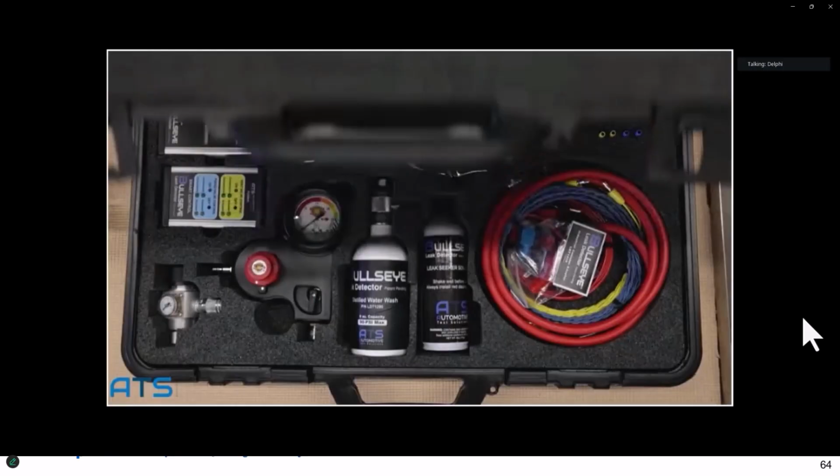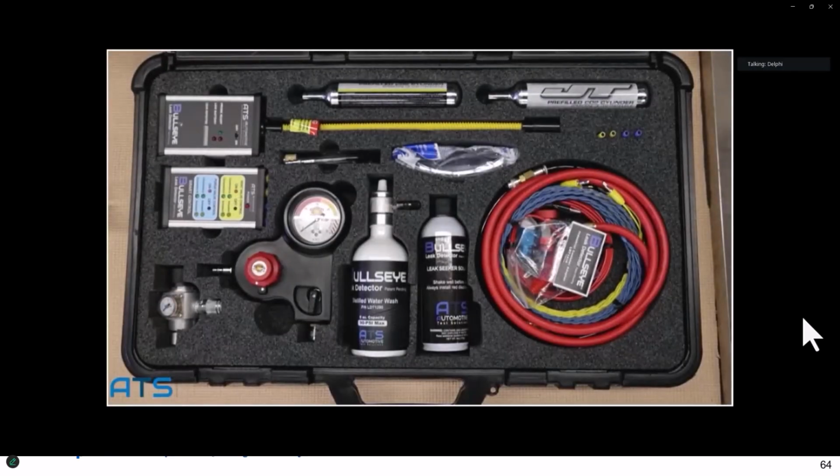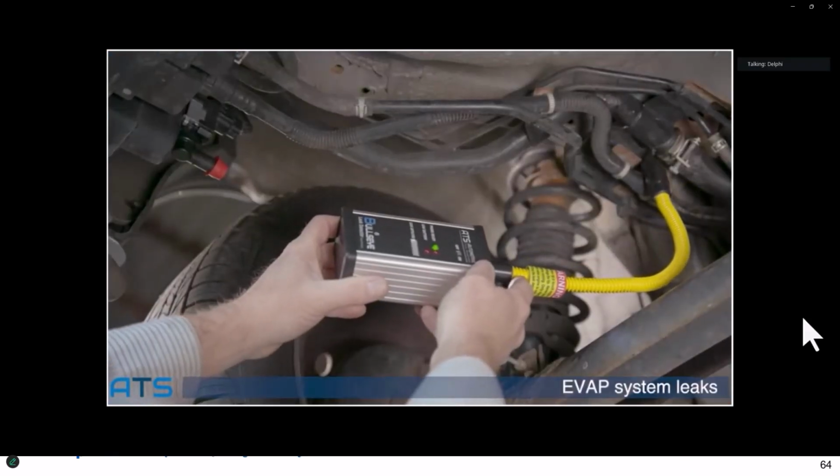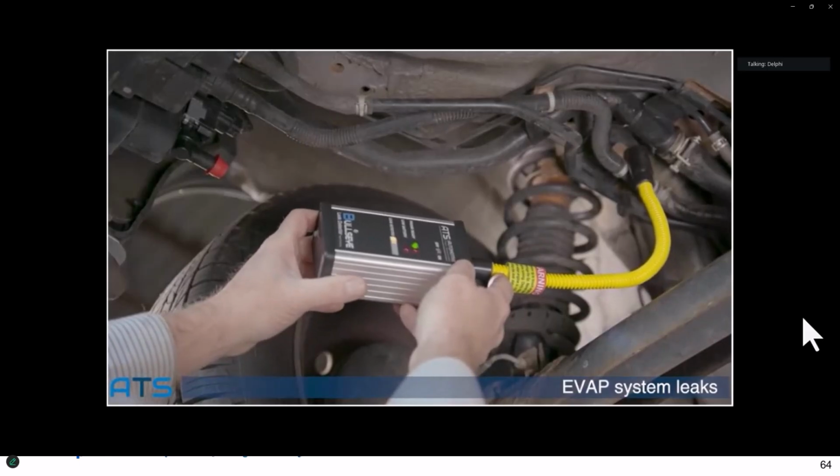Bullseye leak detector picks up where other leak detectors leave off. The Bullseye leak detection system accurately pinpoints all leaks, big or small, on any sealed system. Hit the bullseye every time on challenging evaporative emission system leaks.